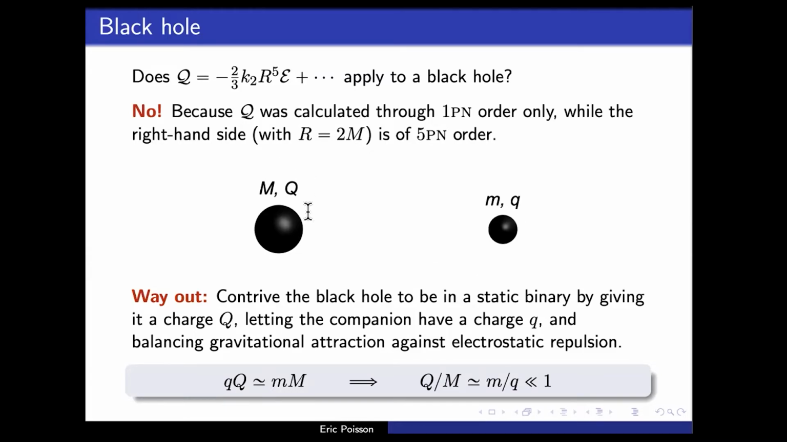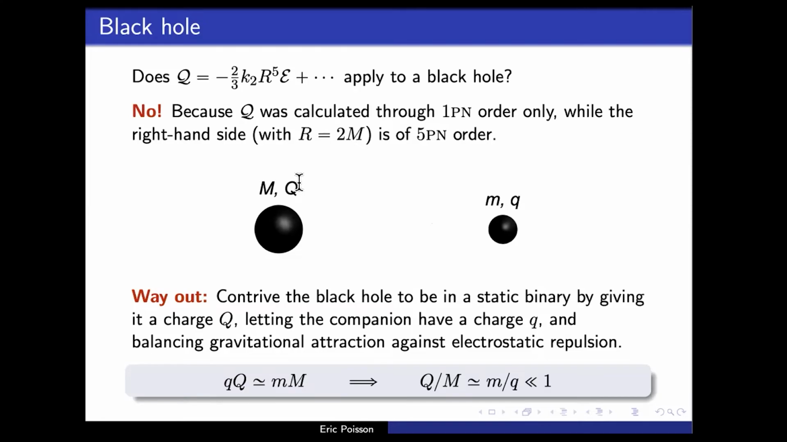The Q over M here will be assumed to be tiny. But the point is that I can arrange for a nice static environment, a static tidal field, a nice static binary system by using this device. I will argue later that adding a tiny amount of charge to the black hole is not going to change its properties very much.